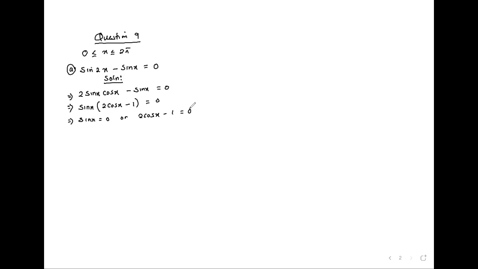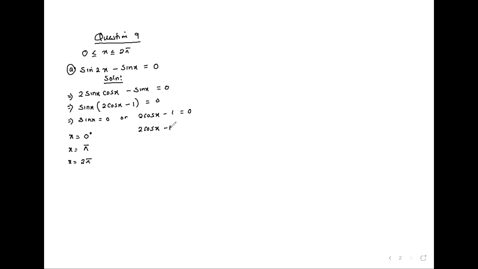Now, if sine x is equal to 0, then what values of x give us 0? The first should be 0 because sine 0 is 0. The second should be 180 because sine 180 is 0. I'm responding in radians because we're dealing with radians as an interval there. And then it will be 2 pi because sine 2 pi is 0. Okay.